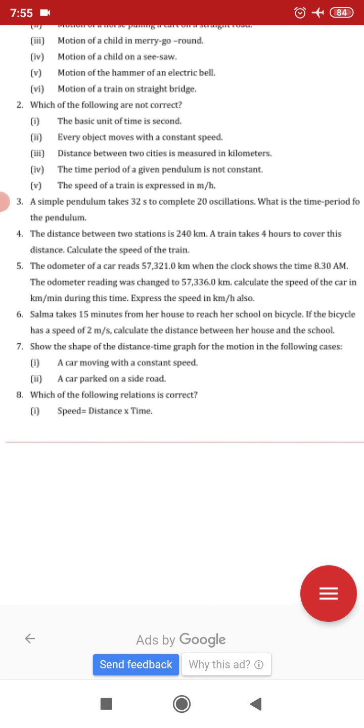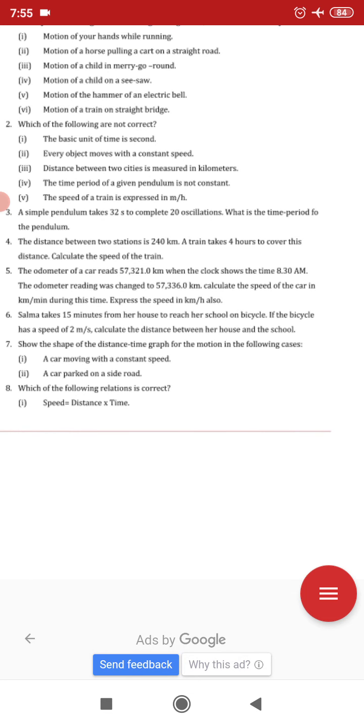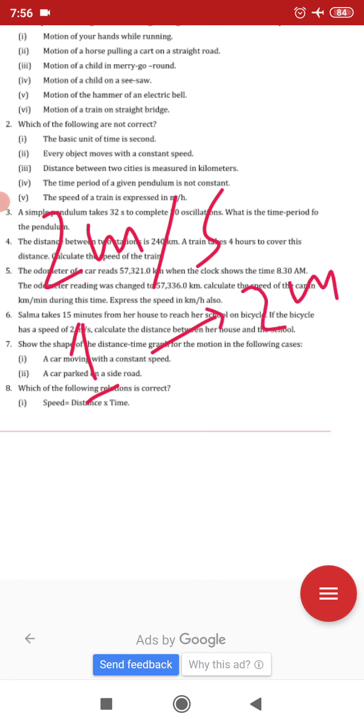Now 6, Salma takes 15 minutes from her house to reach her school on bicycle. If the bicycle has a speed 2 meter per second, calculate the distance between her house and school. So time taken by Salma is 15 minutes to reach her school, and the speed of bicycle is 2 meter per second. 2 meter per second, 1 second 2 meter. So 15 minutes is the time taken by Salma. So 15 minutes means how many seconds? Just convert 15 into 60.